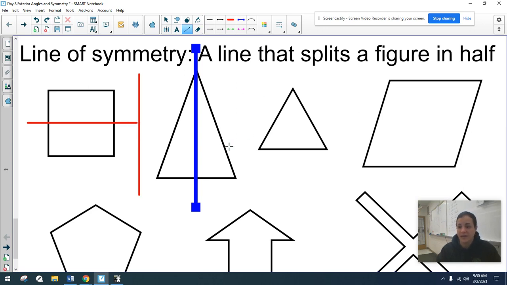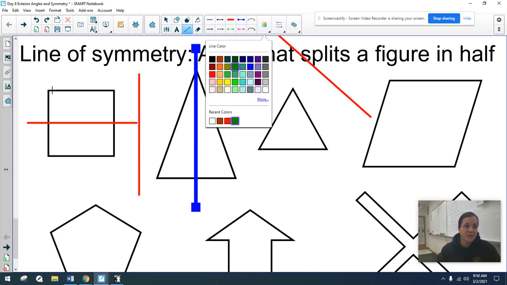This triangle, it only has one. Because if you went from this line and you folded it, this would be further down here. These two pieces wouldn't match up. So that's no good for that one. But this will work for the square, although you can't see it. Let me do a new one.